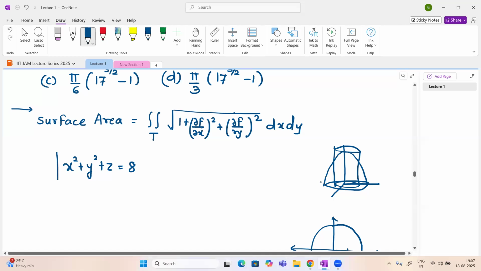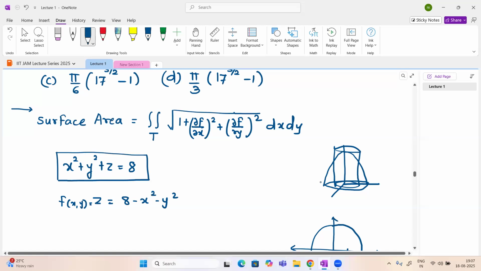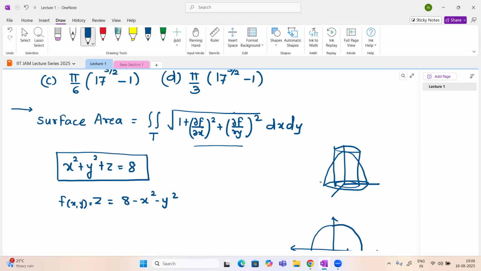So this is the main equation we have. With the help of it, I will find z. My z is equal to 8 minus x square minus y square. Whatever the z we have, that is nothing but f of xy. This is our f. z is equal to f of xy, right? So as you can see in this formula, we want del by del x and del by del y. Both things we want. So let us find the partial derivatives. Can anyone tell me the partial derivatives?